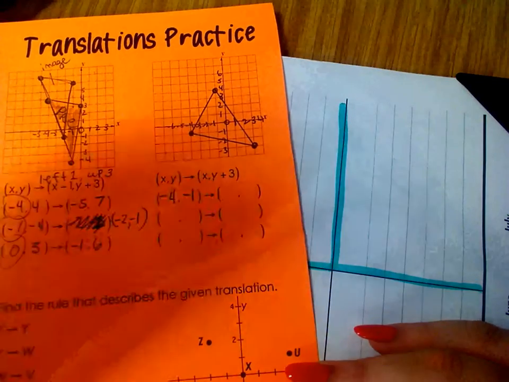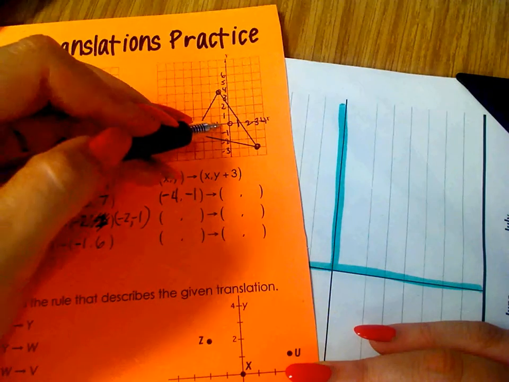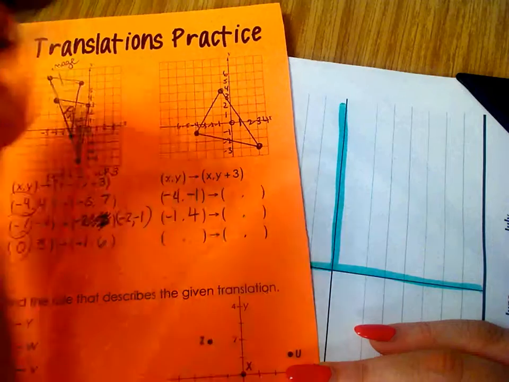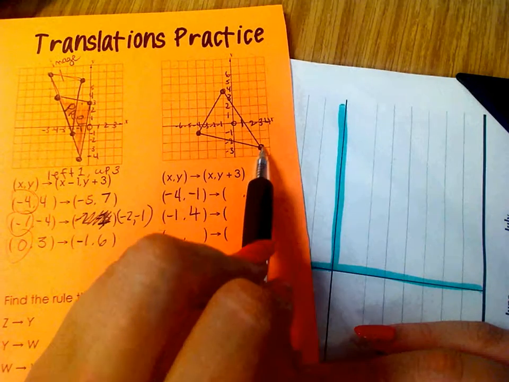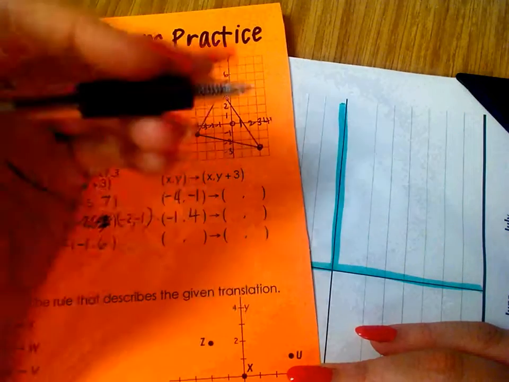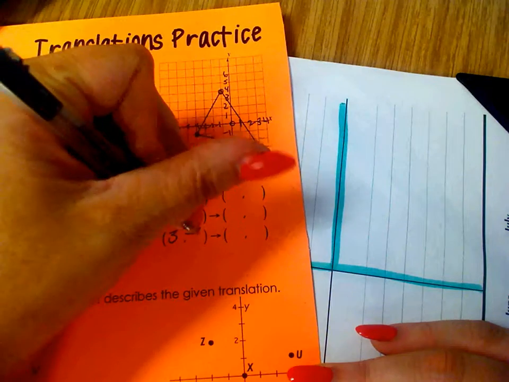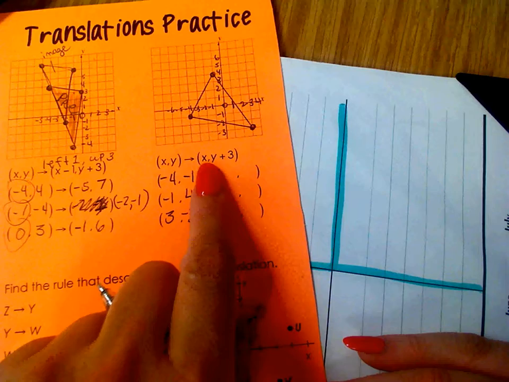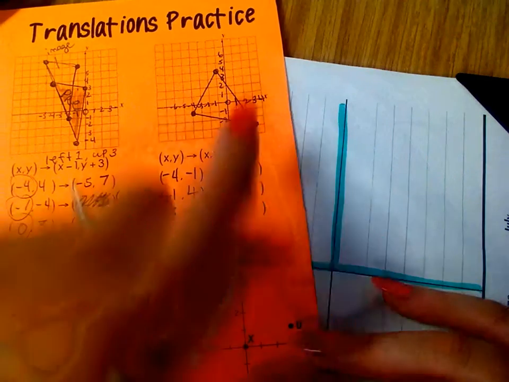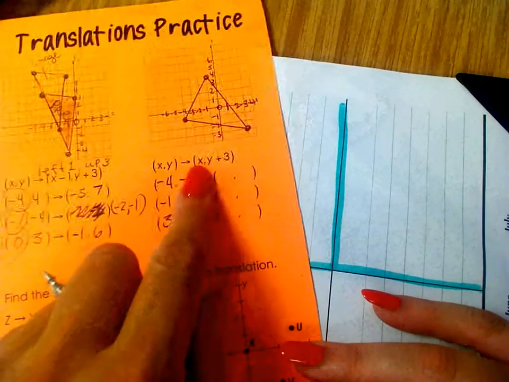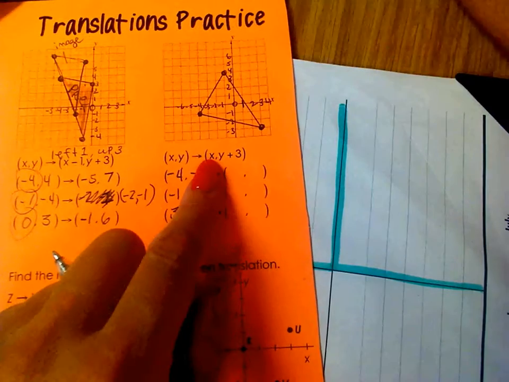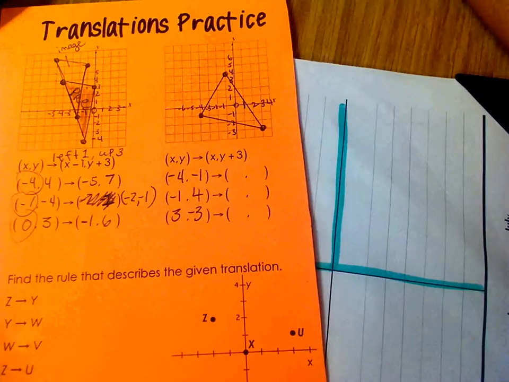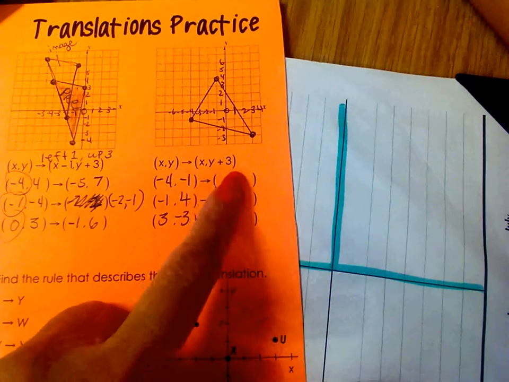This point is -1 and +4. And this point is +3 and -3. Okay, let's look at our notation. It says x comma y plus 3. So if it's just x and it doesn't say x plus or minus anything, that just means there's no left or right movement. So the only movement that this translation is going to do is y plus 3.